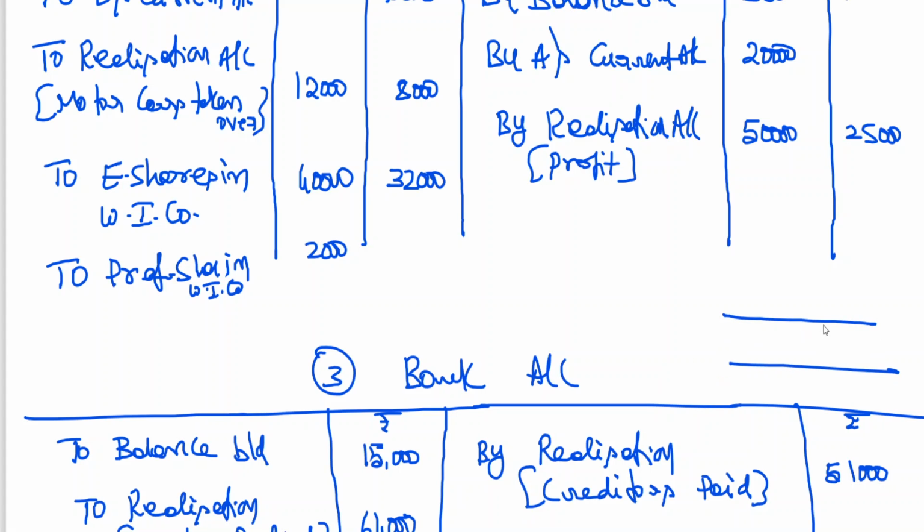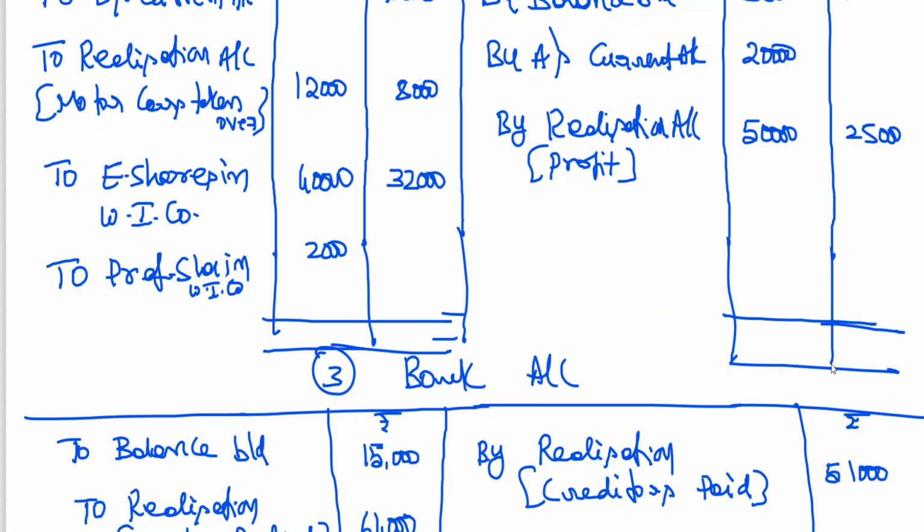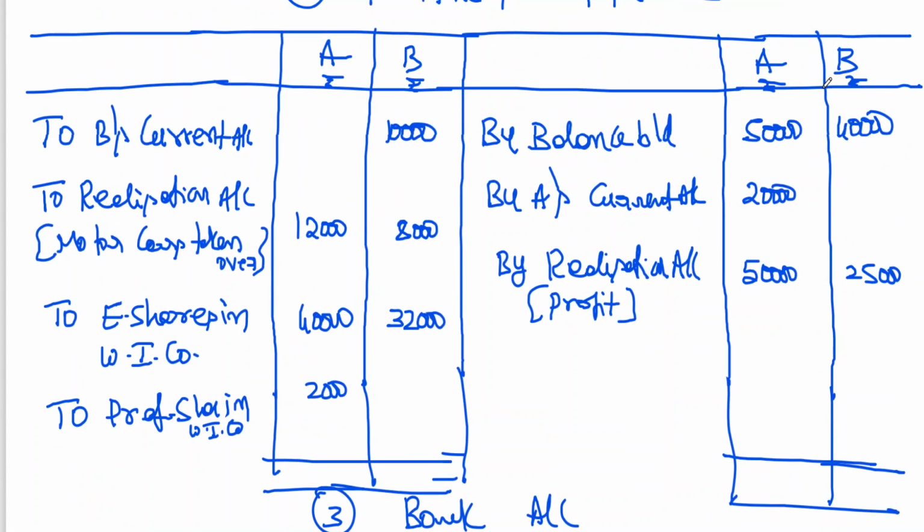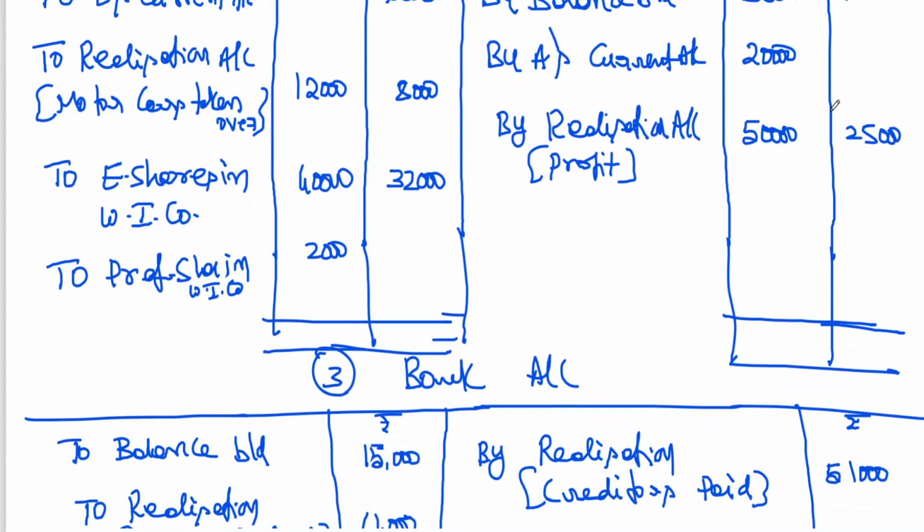Okay, now we can close the partners capital account. Almost all other accounts have been closed. Only the partners capital account we need to close. The partners capital account may show the credit side more, or the debit side. First let us check the credit side total. 50 plus 20, 70 plus 50, it is coming to 1,20,000.